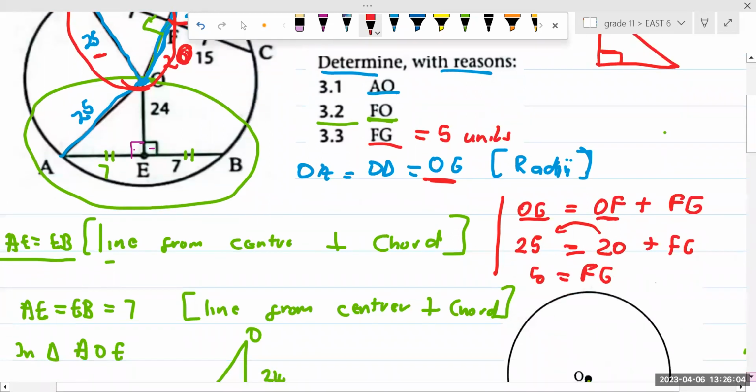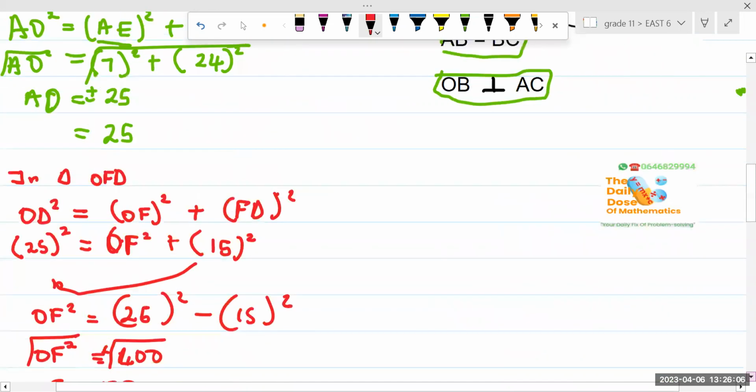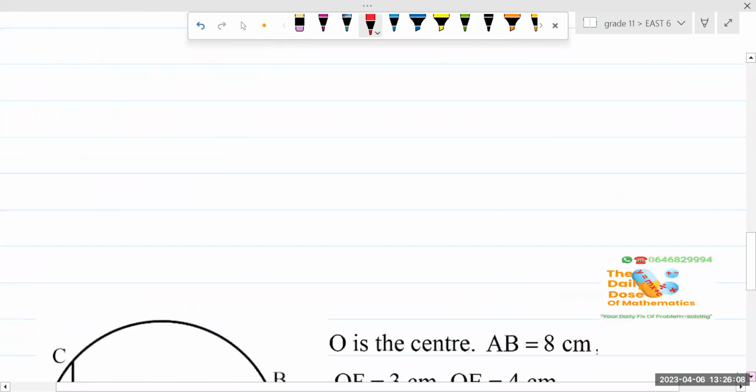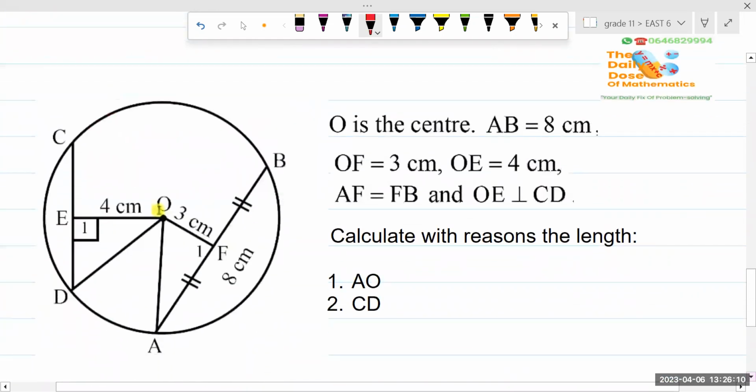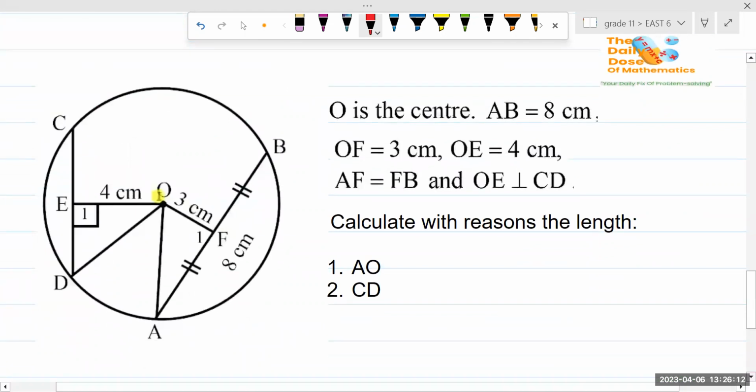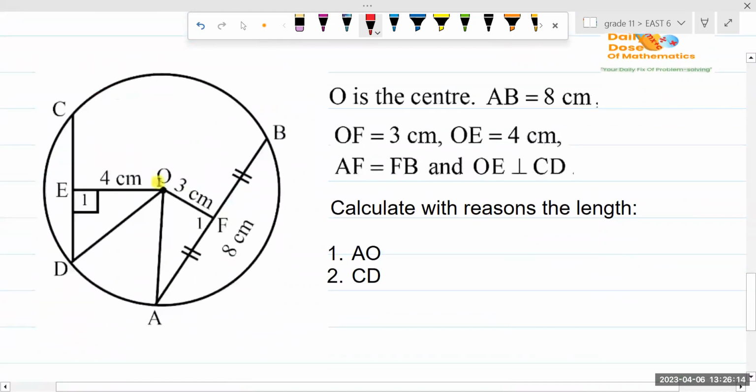Now, guys, with that being said, we can come and do the following activity. Let's quickly do this one, and then we'll come back.